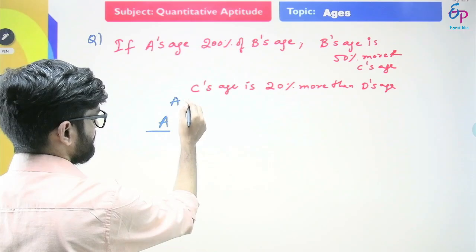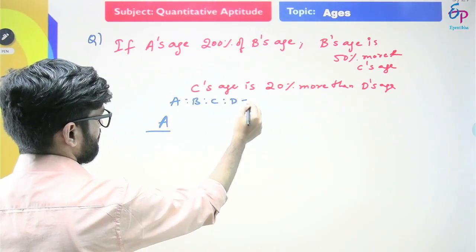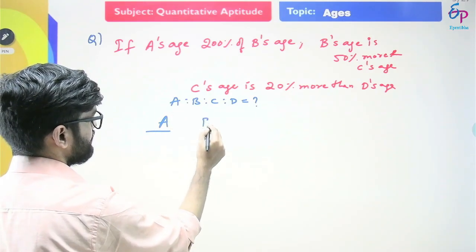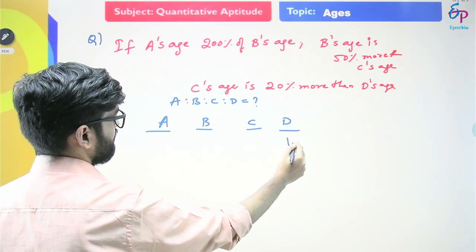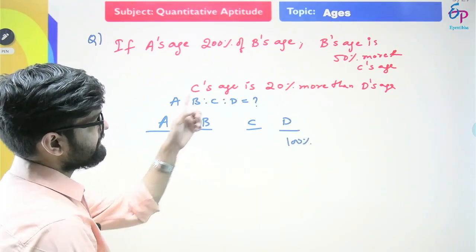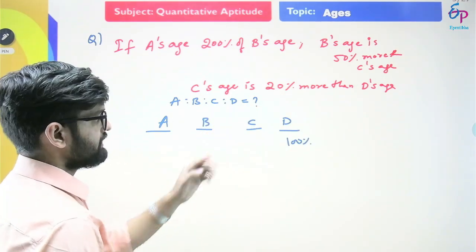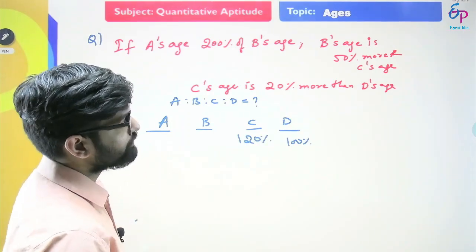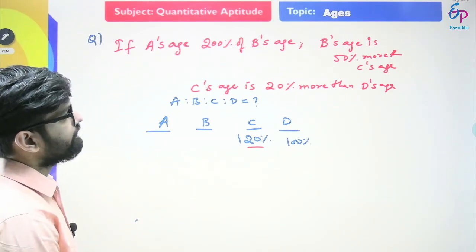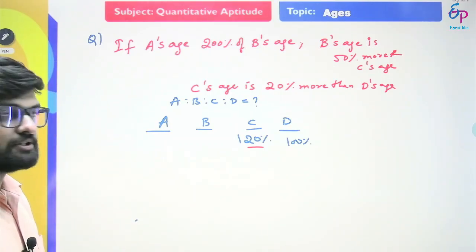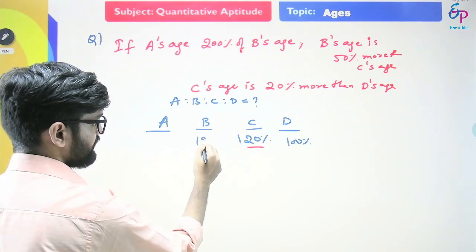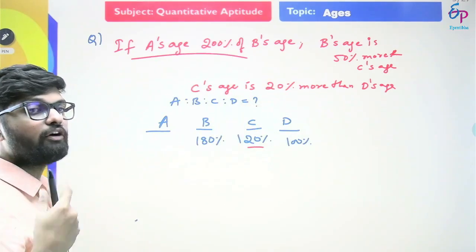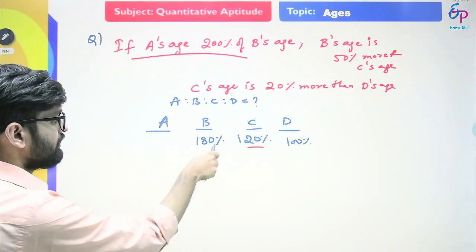Let's take the ratio. What is A is to B is to C is to D, and we'll try to find out the A value, B value, C value, D value. So what you will do? D value you have to take as 100%. C's age is 20% more than D's age, so C's age will be 120%. B's age is 50% more than C's age. What is 50% here? 50% of 120 means 60 more, so this is 180. And A's age is 200% of B's, which means double. Double of this one is 360.